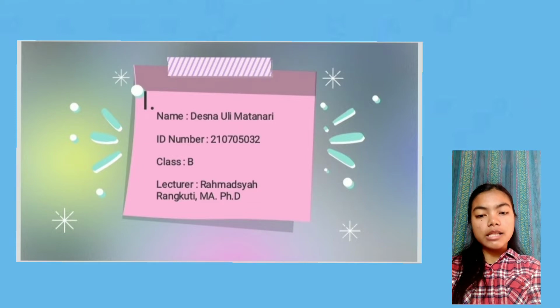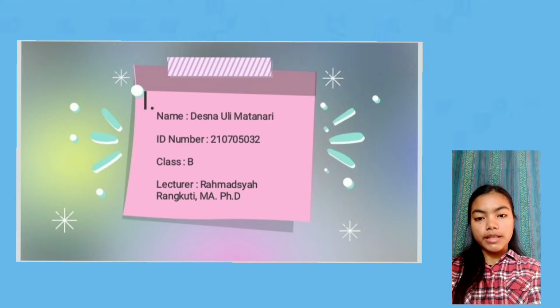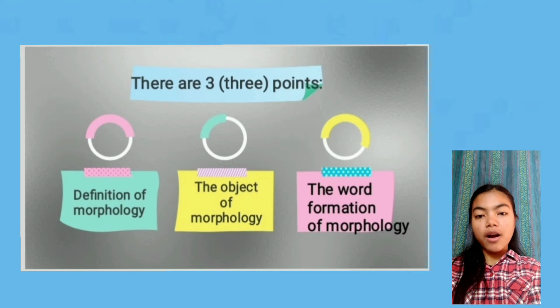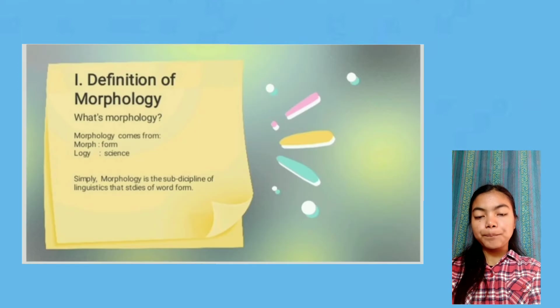Now, I want to explain about morphology. In this video, there are three things that I will explain: the definition of morphology, the object of morphology, and the word formation of morphology.